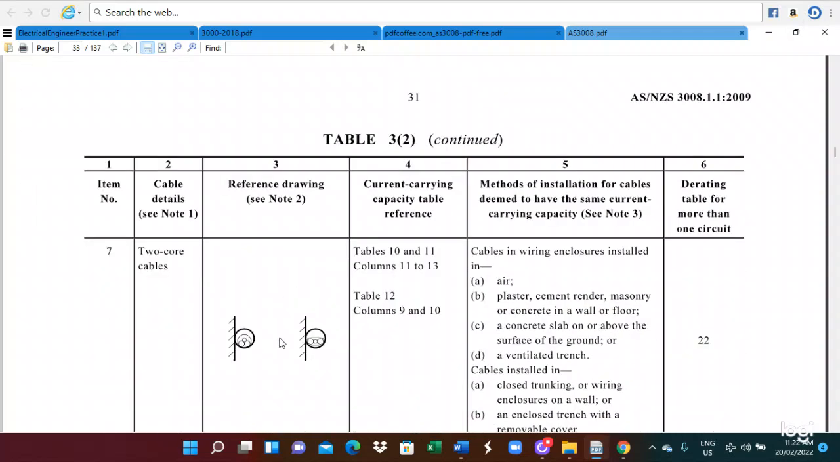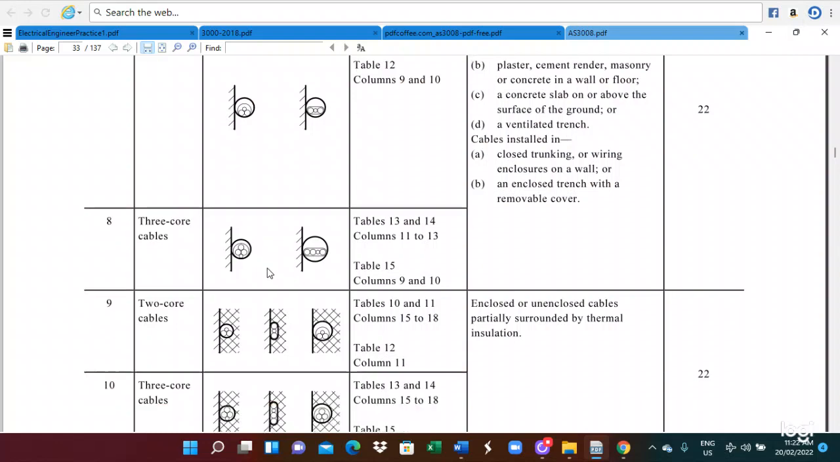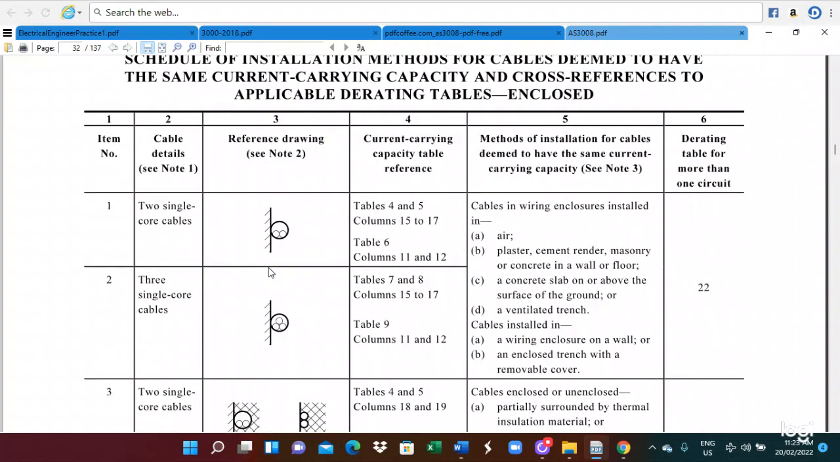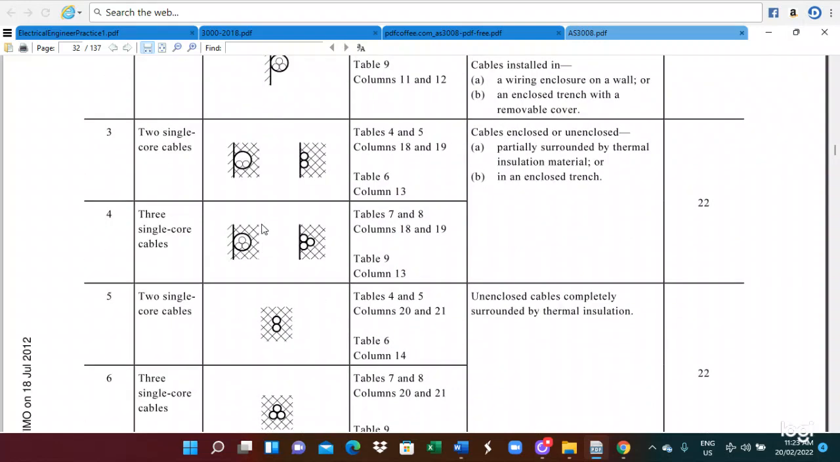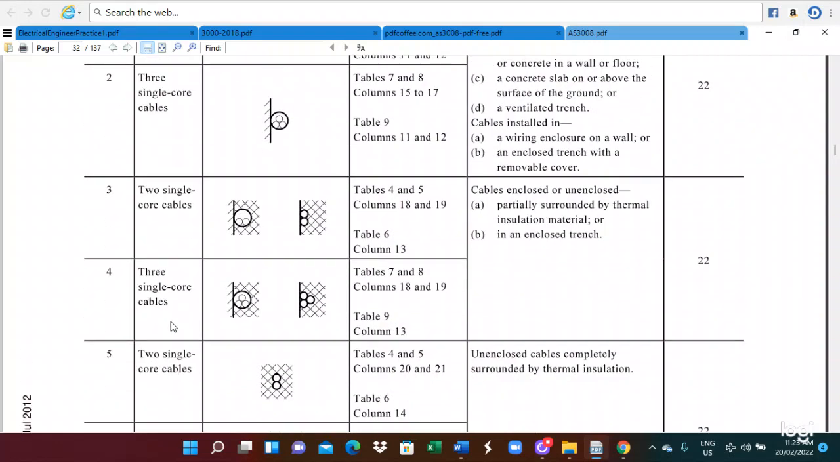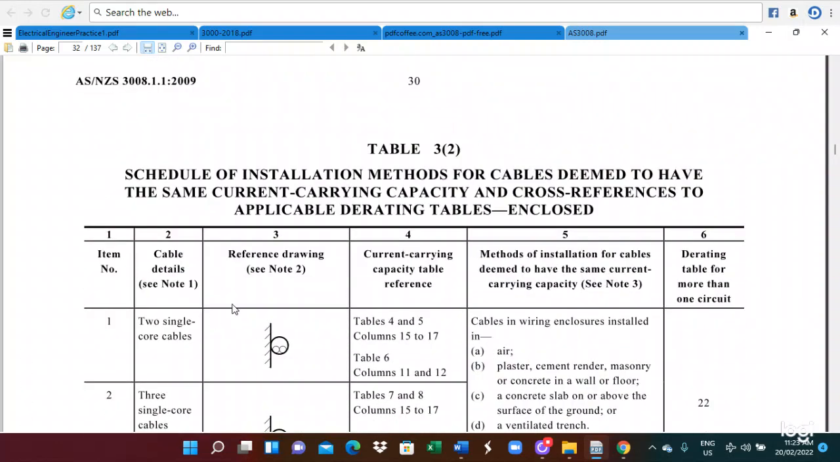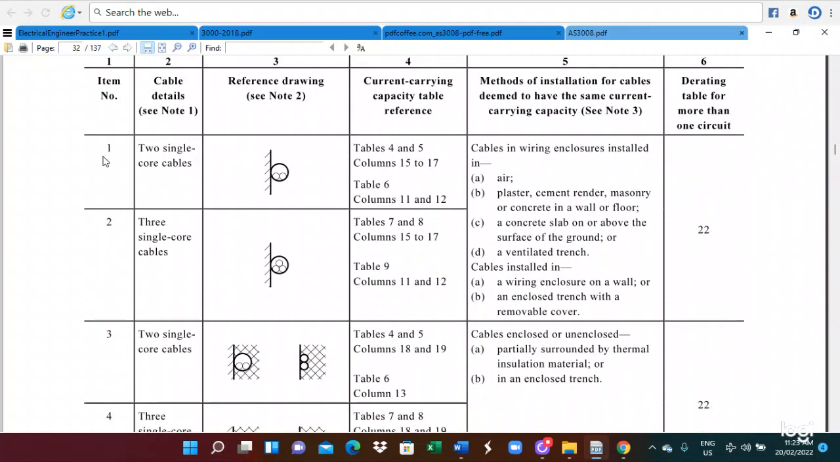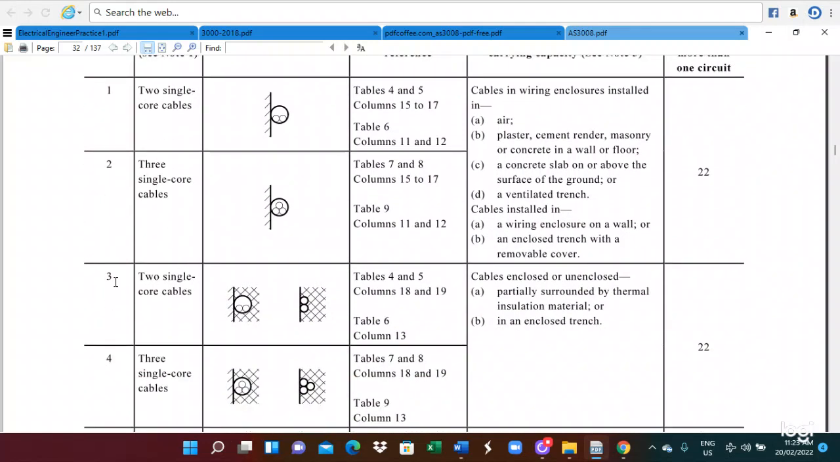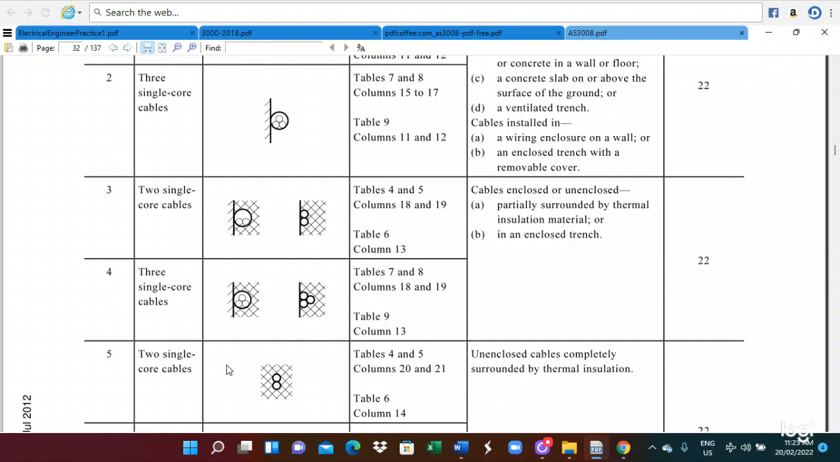Now we are using single-core cable, not two-core or three-core, so we are only interested in items 1 to 6. For two single-core cables, we can select item 1, item 3, or item 5. So items 1, 3, 5 have to be considered.